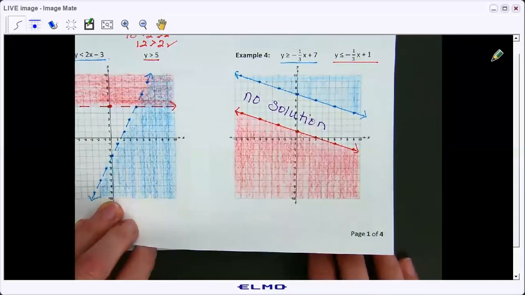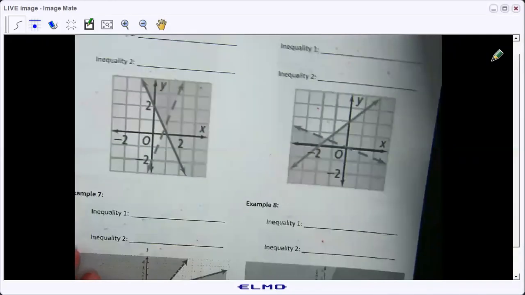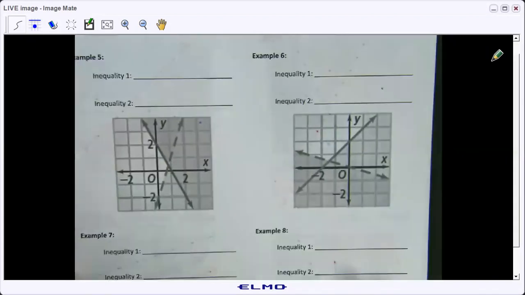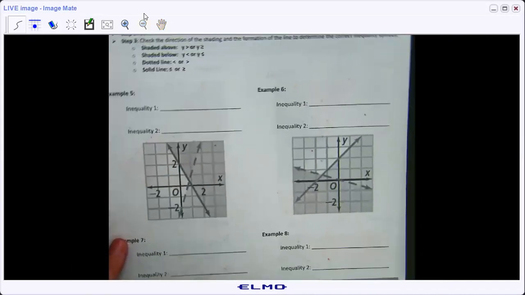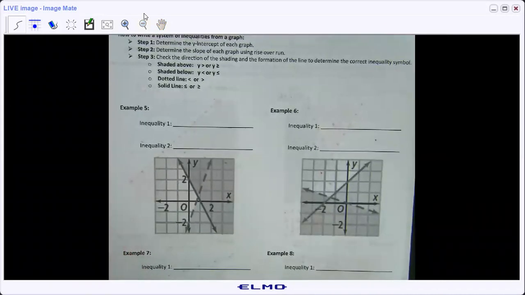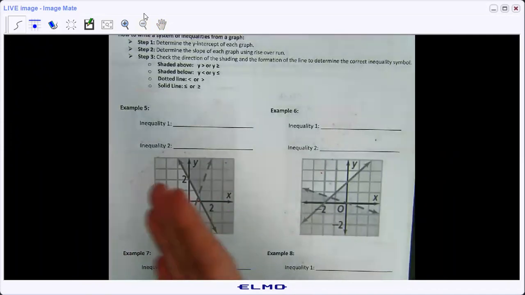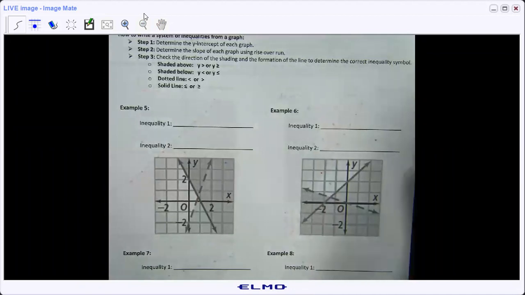All right, so we have practiced graphing inequalities. We are going to practice writing systems of inequalities. Now, we've already done this on our last lesson, so this isn't new. It's just more practice. I'm going to go through example 5 with you, and you're going to do example 6 on your own. I'll go through example 7 with you. You'll do example 8 on your own. And I'm going to show you how I do it.